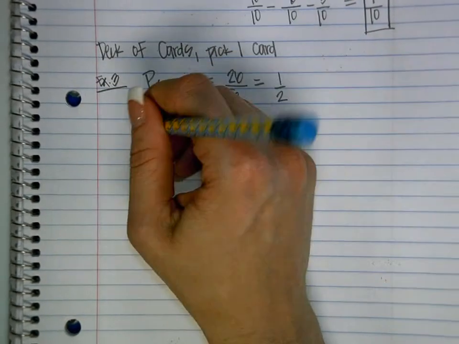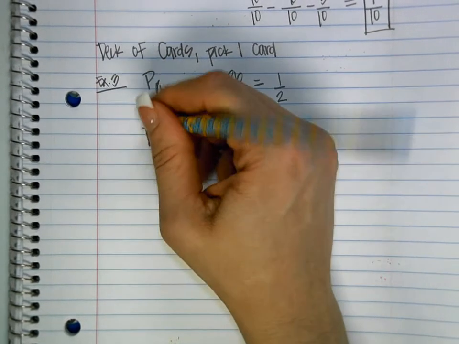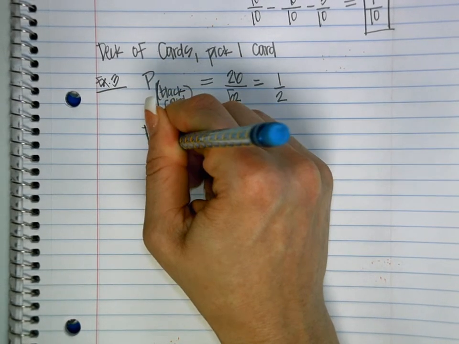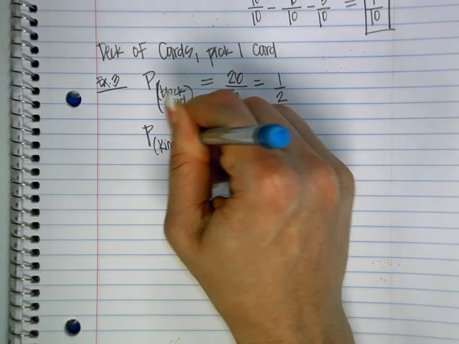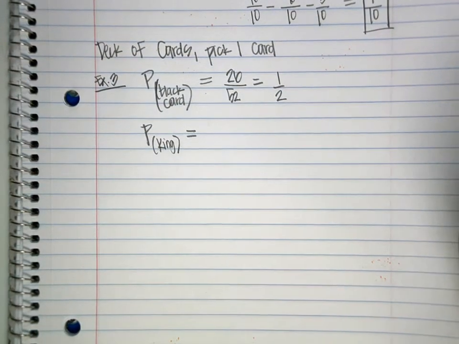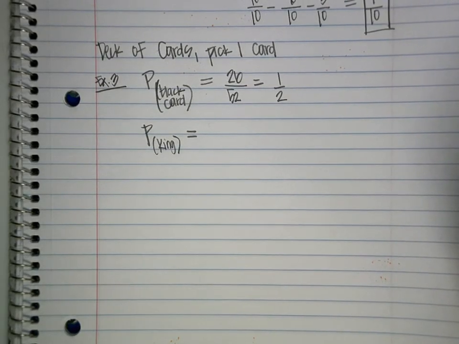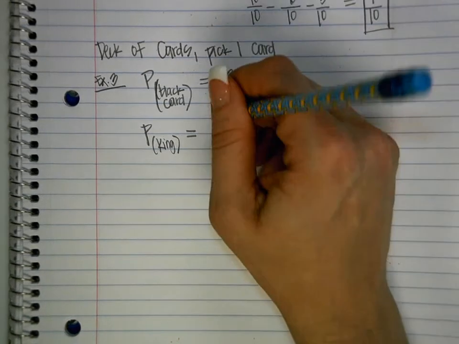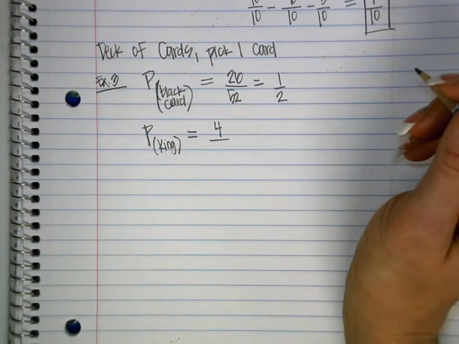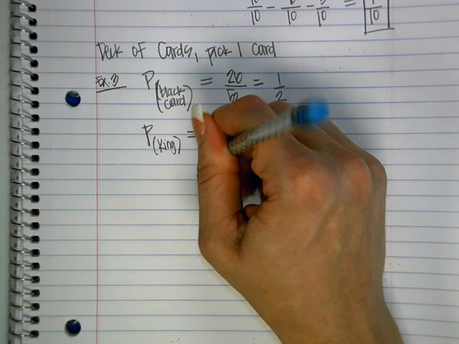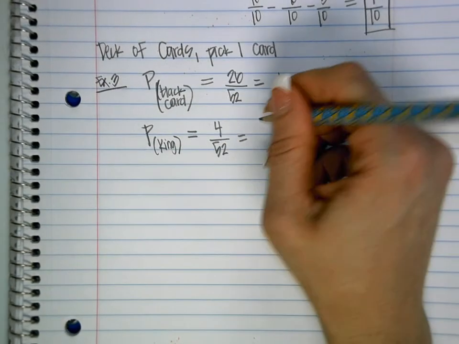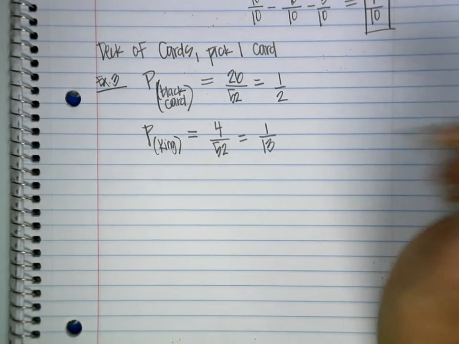Okay, what is the probability of picking a king? What's the probability of picking a king if I only picked one card? Extremely low chance. How many different kings are there in the whole deck? 4 out of how many total cards? How many total in a deck? 52. So if that reduced, you would be 1 in 13.